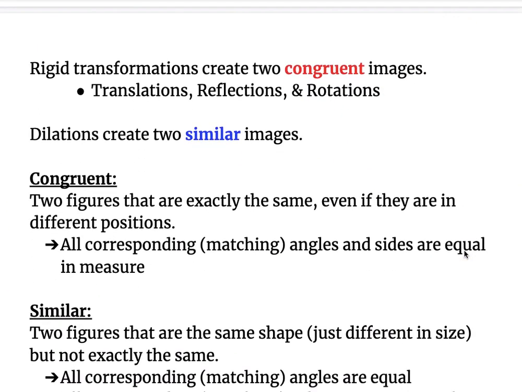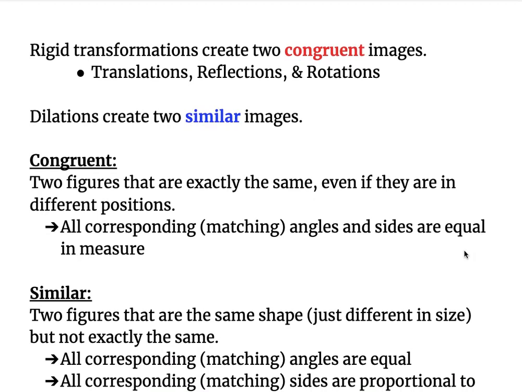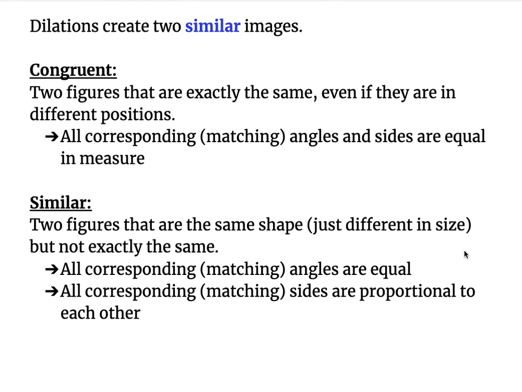Rigid transformations like translations, reflections, and rotations create congruent images, but only dilations will create two similar images. Important to remember that for congruency, all corresponding angles and sides are equal in measure, but for similar shapes, only corresponding angles are equal. The corresponding sides are proportional to each other, meaning you have to multiply by a number or divide to get to the other. There's a multiplication or division relationship there. Be sure you have this in your notes if you don't already.